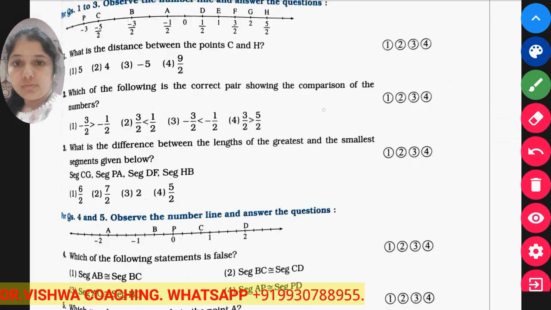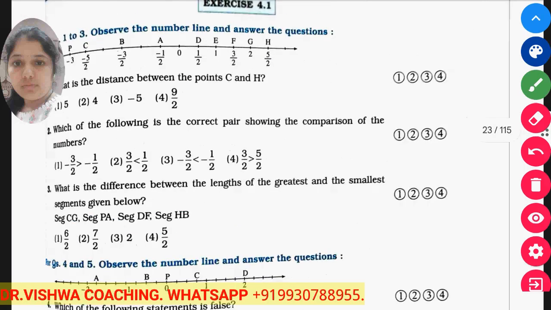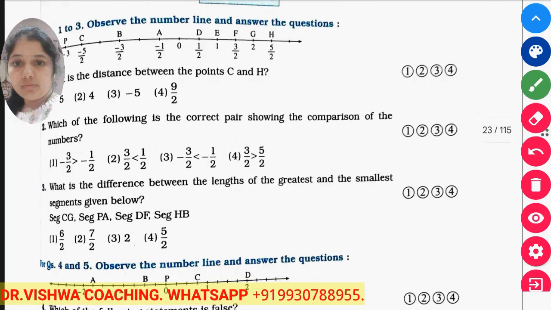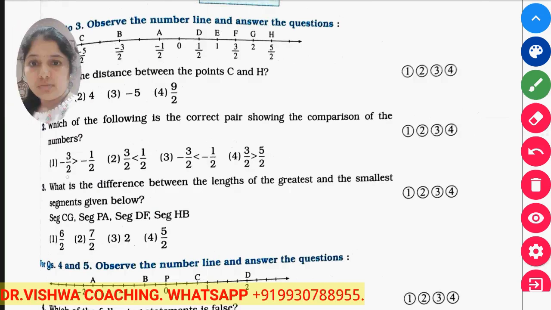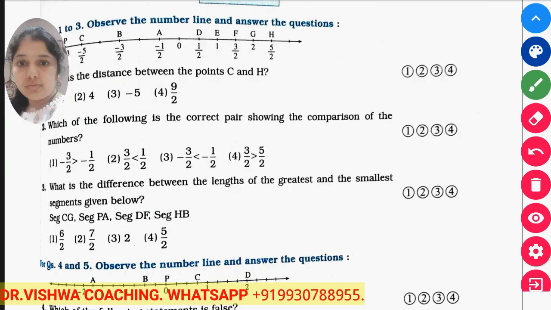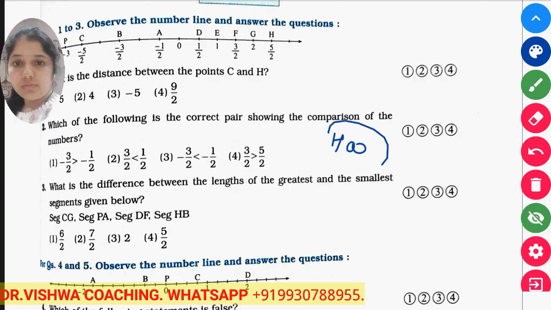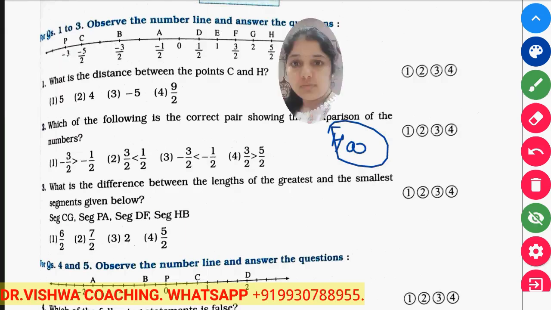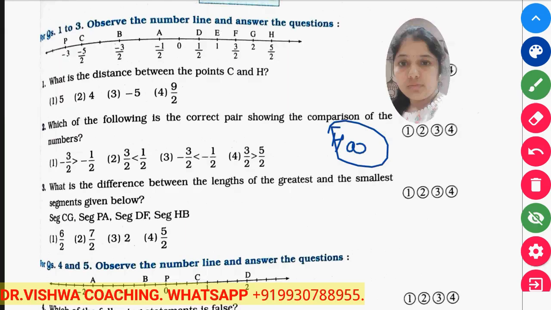Which of the following is the correct pair showing the comparison? Now you all know the number which is on the right side is greater. So comparing between these two numbers, the one on the right side should be the greater number. So this one is for your homework. Okay, I am not going to explain it. The numbers are given here on the line. You just compare which one is on the right side and is greater. So if we look at the first pair only, -3 by 2 is on the left side of -1 by 2. So this is incorrect, and you check the others and find your answer. I am not going to explain.